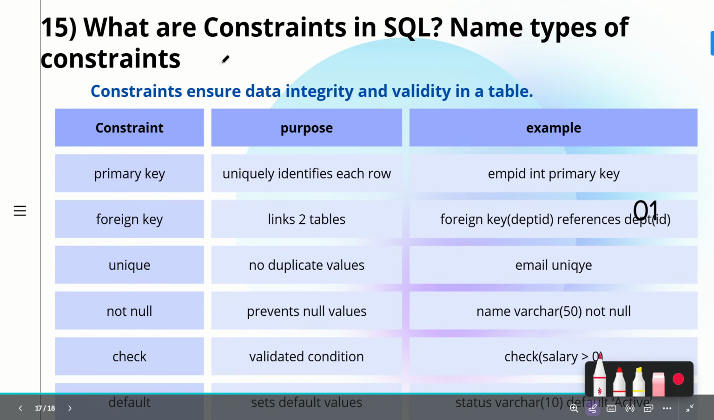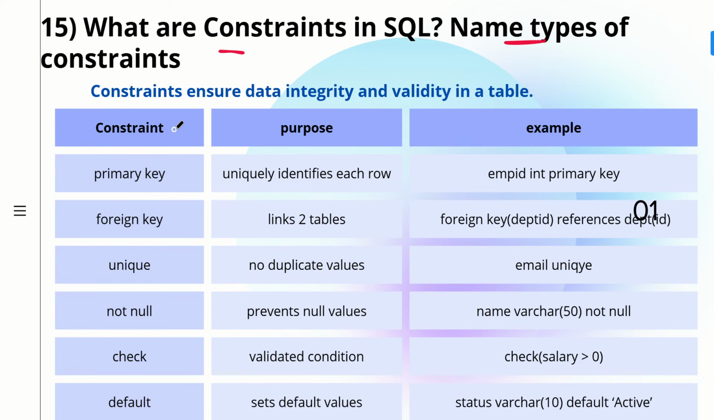We will see our 15th question: what are constraints in SQL, and name the types of constraints. Constraints ensure data integrity and validity in the table. If you want to make use of referential integrity, that is, you want some foreign key, you want some primary key, and you want some kind of check or rules to be validated in your table, you can make use of constraints.